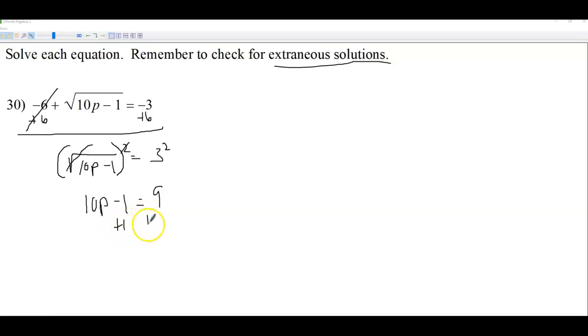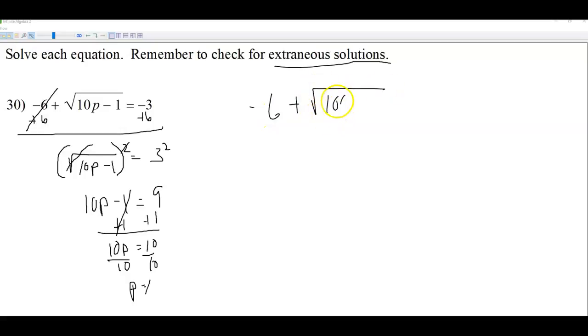Next, we're just going to go ahead and do some basic algebra here to get the p by itself. And we get p equals 1. Now, once again, we want to check to make sure that this is a good answer, because it's possible to get an extraneous solution. And how do I know that? Because the directions tell me it's possible to get extraneous solutions, so let's make sure we don't have one of those.